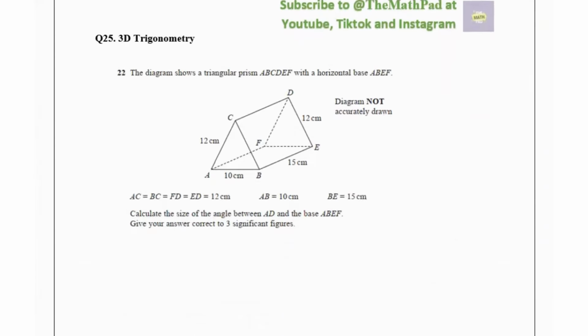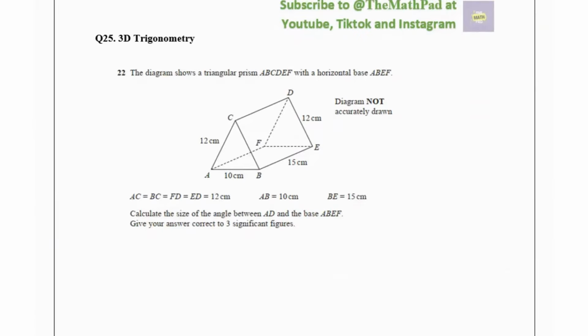Then it says the diagram shows a triangular prism ABCDEF with the horizontal base ABEF. AC equals BC equals FD equals ED equals 12 centimeters. AB is 10 centimeters. BE is 15 centimeters. We have to calculate the size of the angle between AD and the base ABEF. Give your answer correct to 3 significant figures.